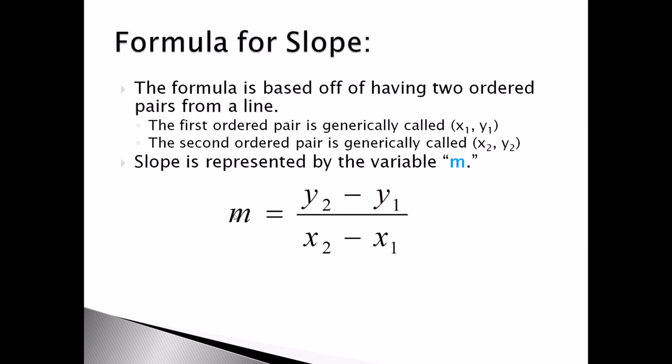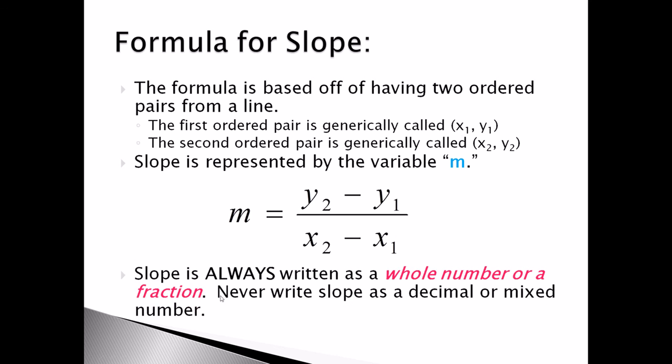But this is the formula. You can go ahead and write it down. M equals we're going to take the second y they give us and subtract the first y. So we'll take the y from here and subtract the y from there. Divided by, or it'll just be a fraction, the second x, take away the first x. I'm going to take this one and subtract that one.